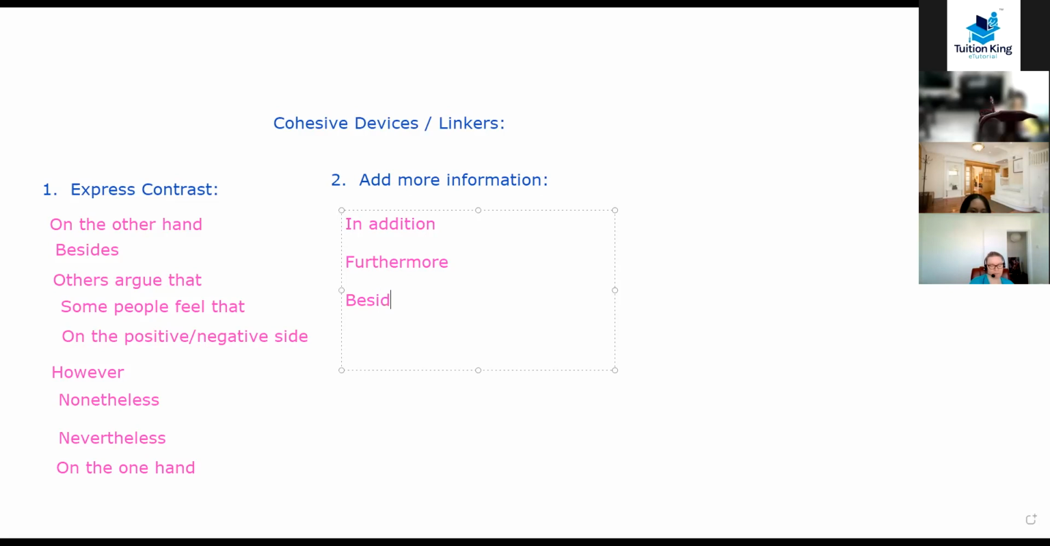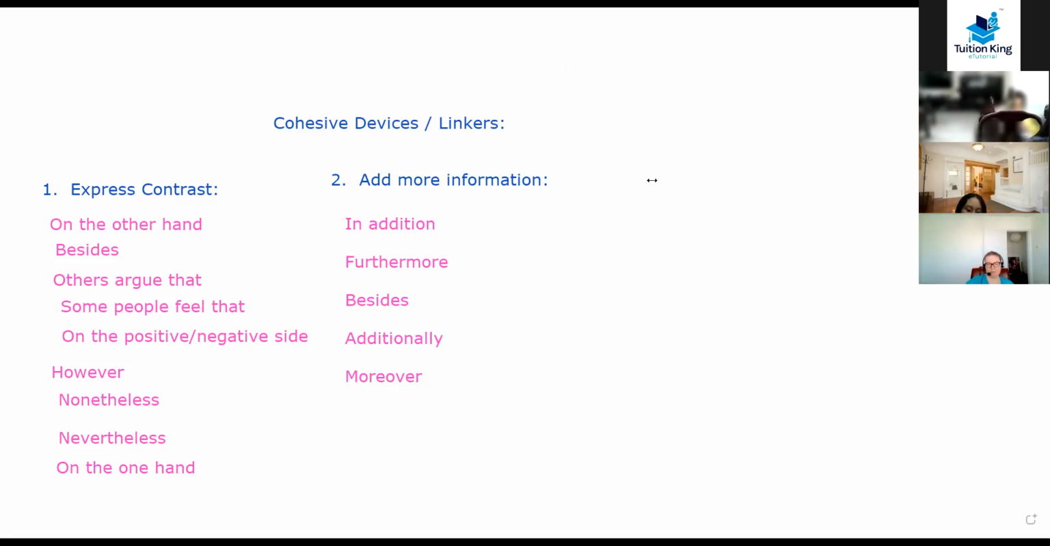Good. Any more? Finally. Okay, now that's organizing ideas. You can use additionally. Oh, I've spelled that wrong. Additionally. Moreover. Very good, excellent. Moreover, very good, well done.